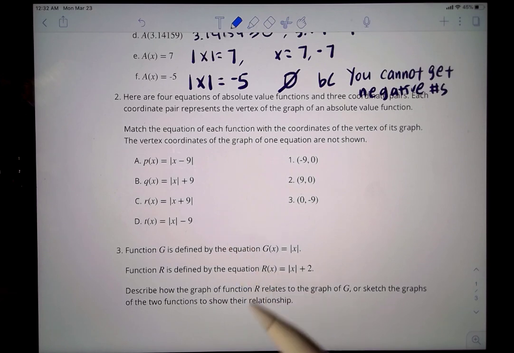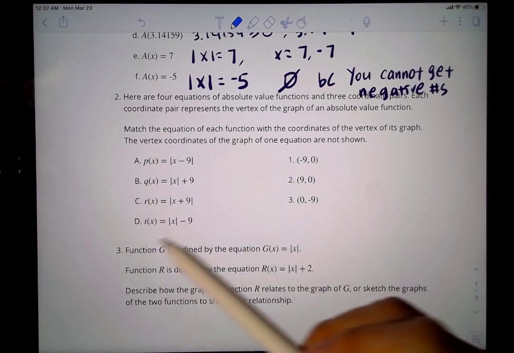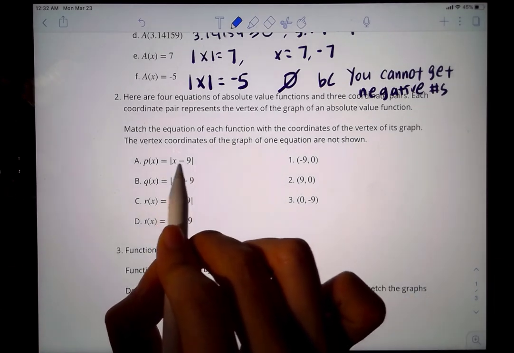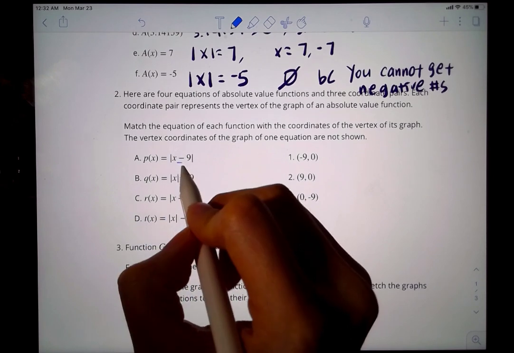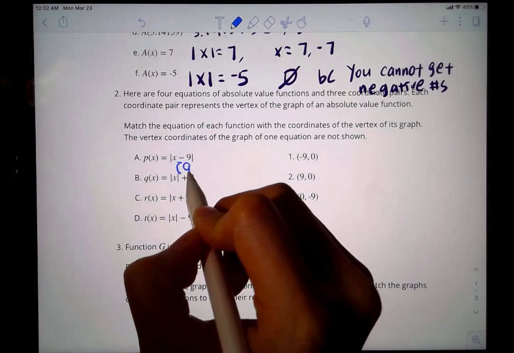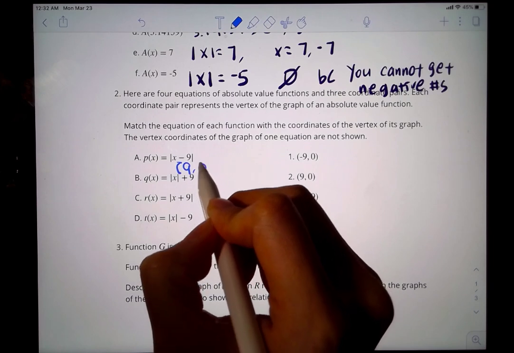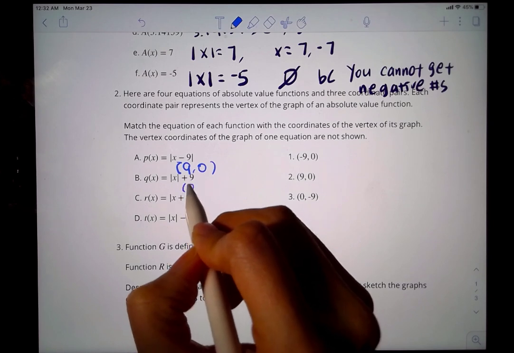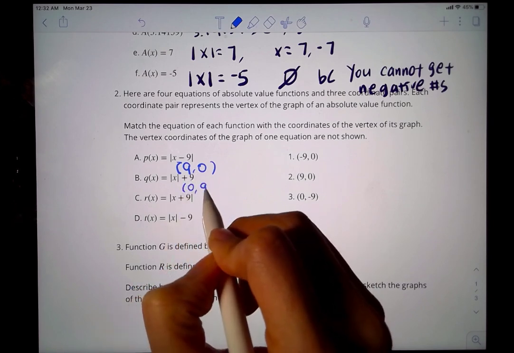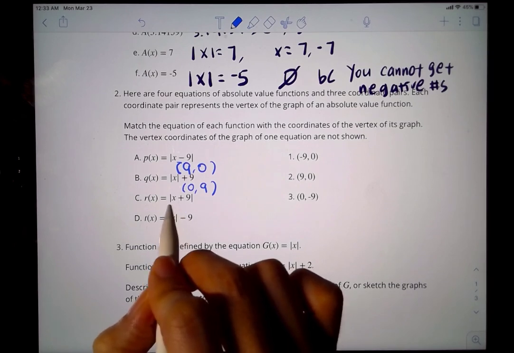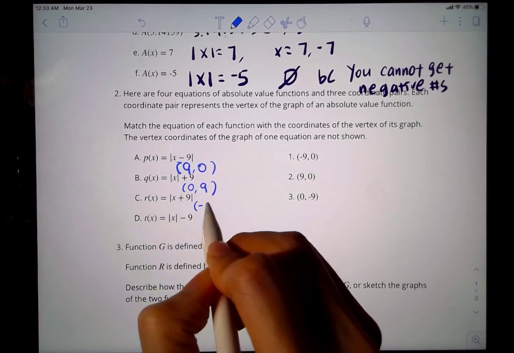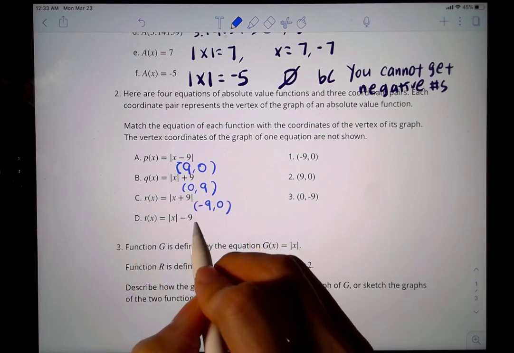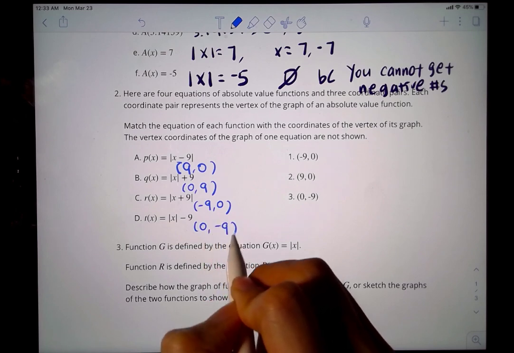So before we find the answer, let's get the vertex from the function equation. Look, you have -9 inside, so we take the opposite sign, which is 9. Nothing outside, so 0, right? And B, nothing inside, so 0. You have 9 outside, so here, and the opposite sign from the inside, which is -9. Outside, you don't have anything, so that's 0. And for D, 0, -9, right?